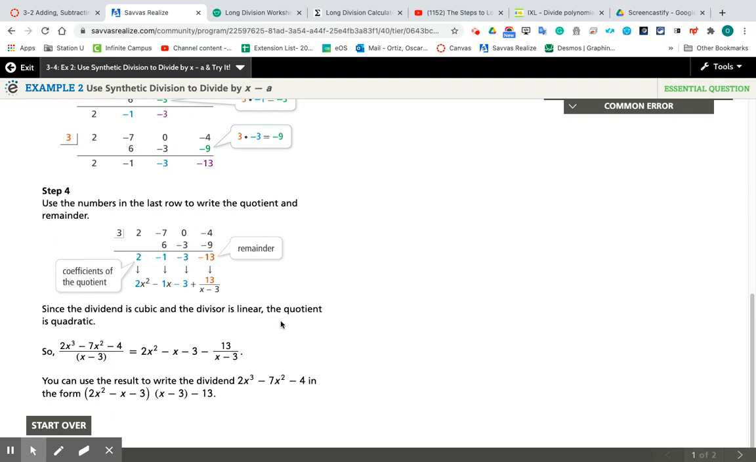So your answer now, you can write it like we did before, as the quotient plus the remainder over the divisor. Or you can say that the divisor times the quotient, plus the remainder, minus 13, equals your dividend. Okay?